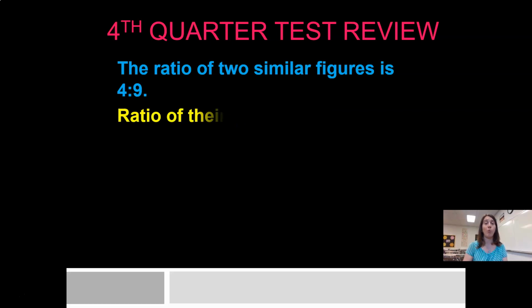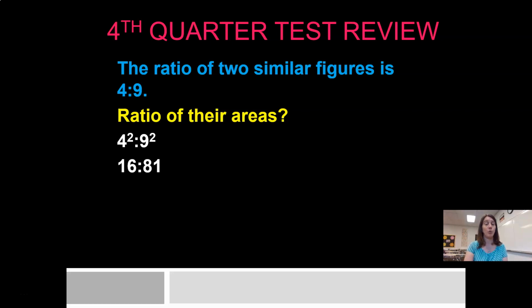Now question 21 is asking you for the ratio of the areas. Well, like we saw earlier with our cone questions, area is always something squared. So how do I find the ratio of the areas? I take the ratio that is given to me and I square each of the individual pieces. So 4 squared is 16 and 9 squared is 81, and the ratio of their areas is 16 to 81.